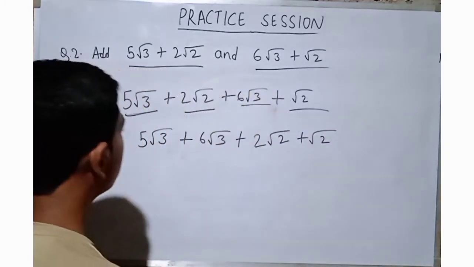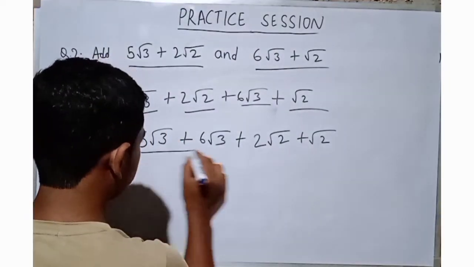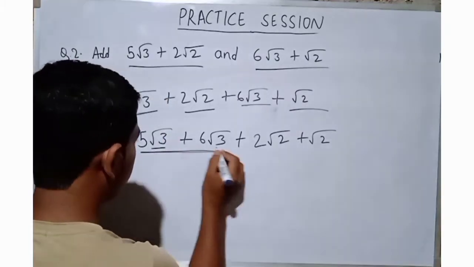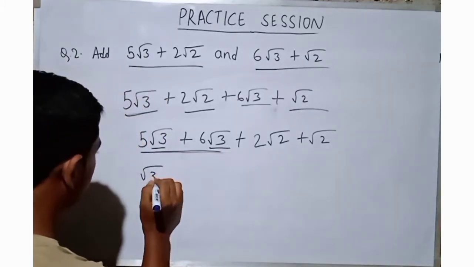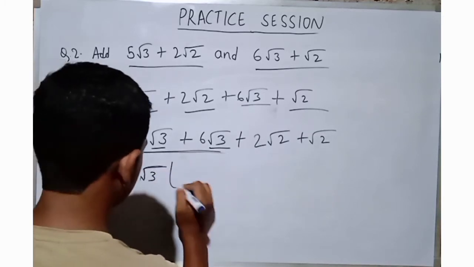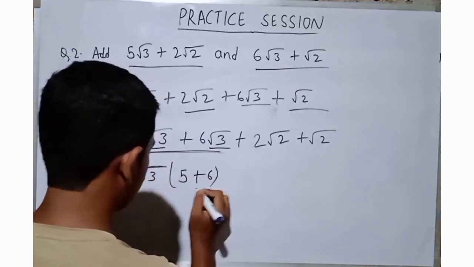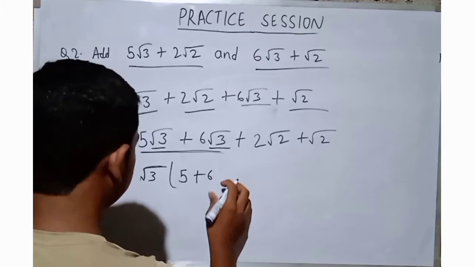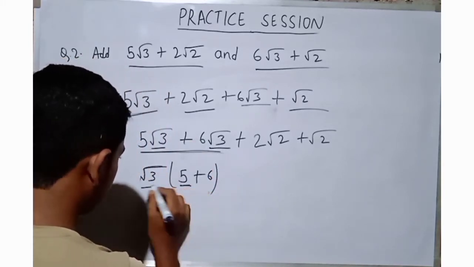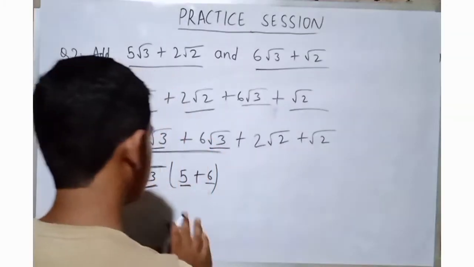Now notice that if you take root 3 common from these two terms, it will be 5 plus 6. If you want to get the terms back, you just multiply with root 3, so it will be 5 root 3 plus 6 root 3. You get the same terms again, so this is correct.